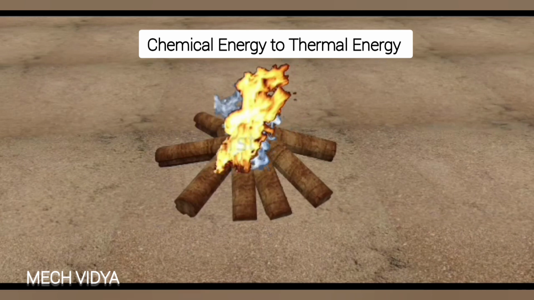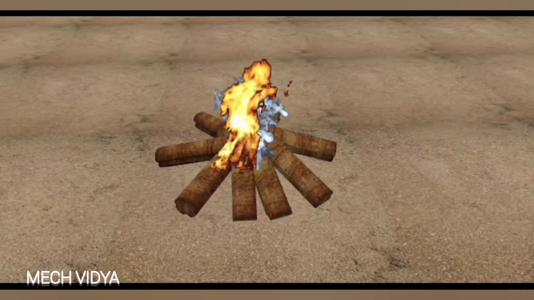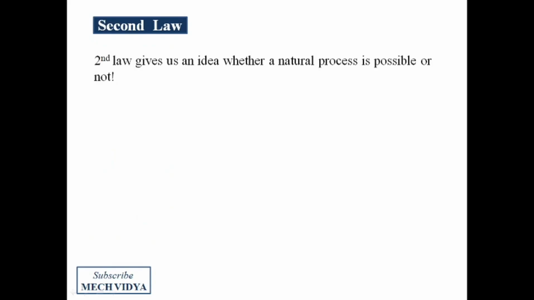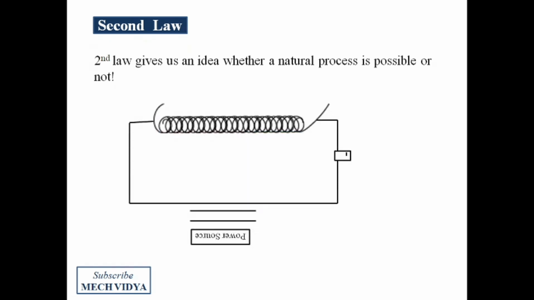Okay. Next comes the second law. We know that for a process to occur naturally, the first law has to be satisfied. But only satisfying the first law does not guarantee the occurrence of a process. Let us understand this with an example. Suppose I pass electricity through a wire, it gets heated according to the first law.